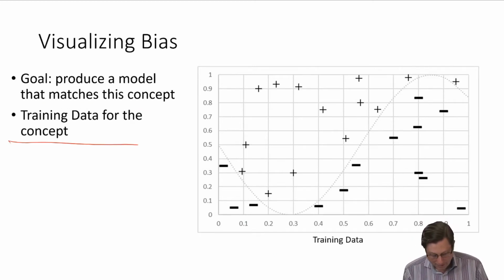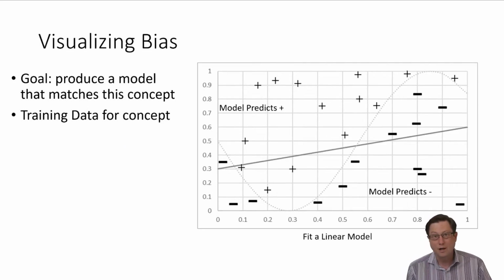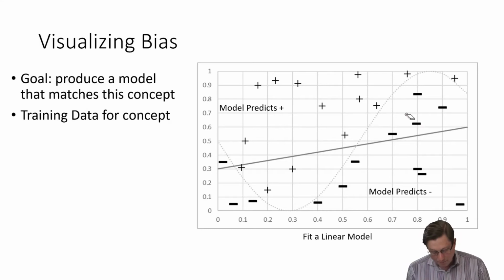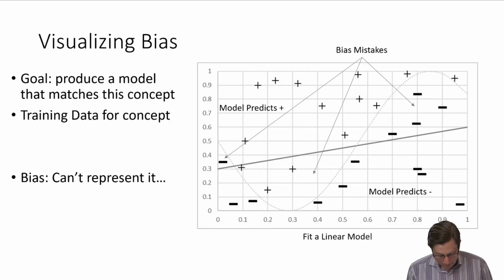So we have the training data from the concept, and now we're going to learn a linear model. There's our linear model, and you can see it clearly makes mistakes. It's making a mistake on this, it's making mistakes there, it's making mistakes there. You could pretty much say that those mistakes are generically bias mistakes, because that model is unable to represent that concept. Bias mistakes can't represent the concept.